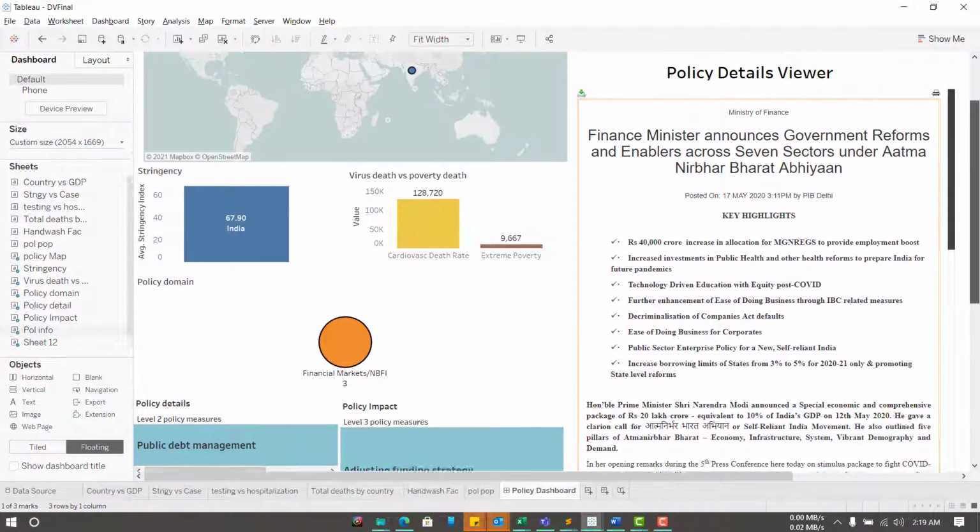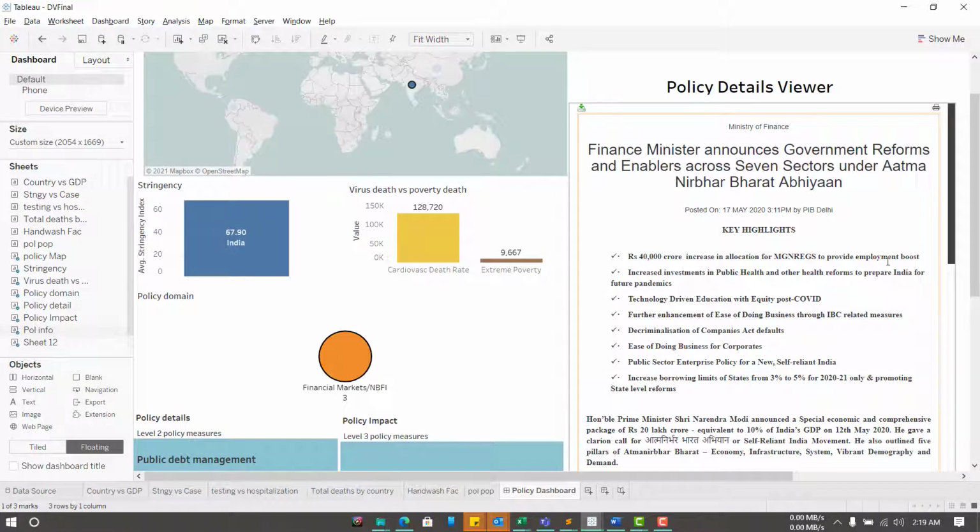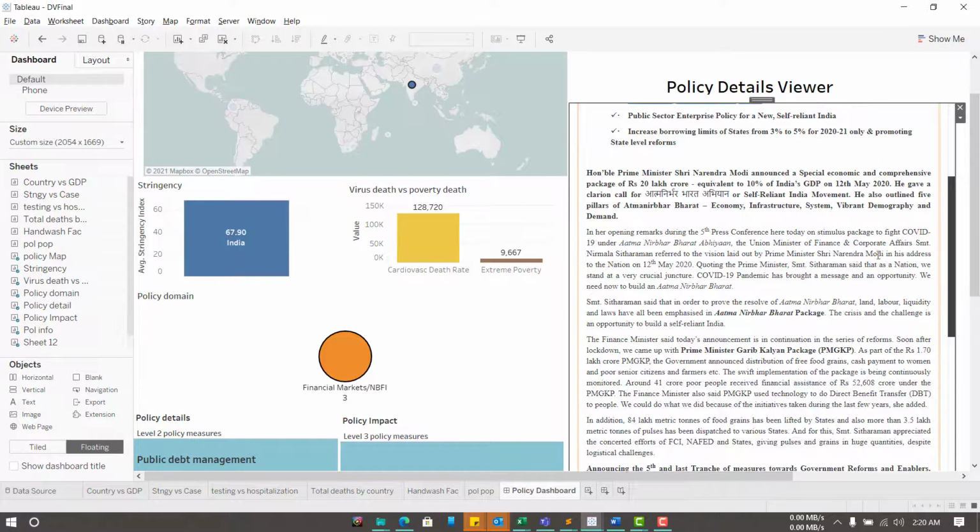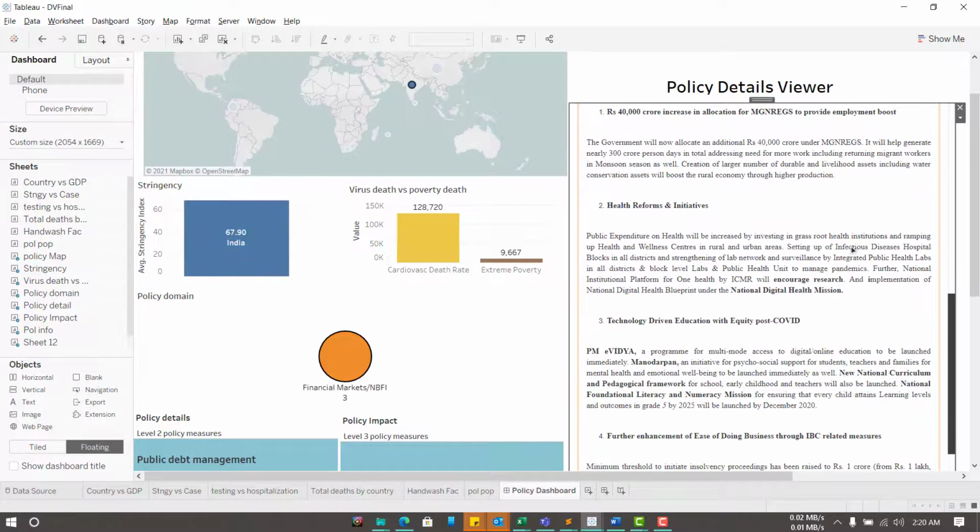And here I have the exact government document which is talking in all the possible details about this very policy. So we can see that India had increased the borrowing limits for states from 3 to 5% only for 2020 to 2021 to promote state level reforms, and there are many more things included in this policy. For example, technology driven education with equity, ease of doing business for the corporations, and many more things.